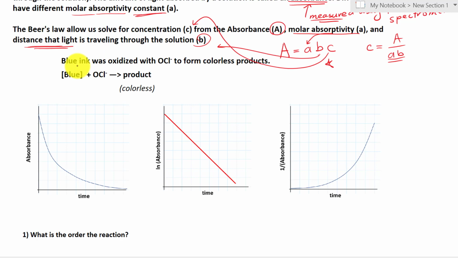In this case, we have blue ink that was oxidized by bleach, which contained this chemical right here, to form a colorless product. So blue ink has color, and once it's oxidized by this, it produces a product that's colorless. So when it's colorless, what happened? There will be no absorbance. Colorless equals zero absorbance. So that means the absorbance would decrease over time as more of the blue ink got oxidized.